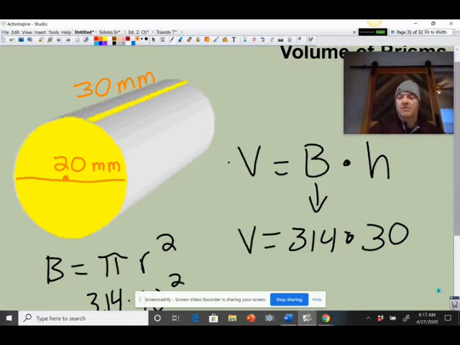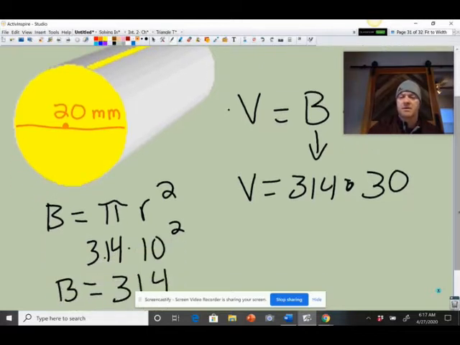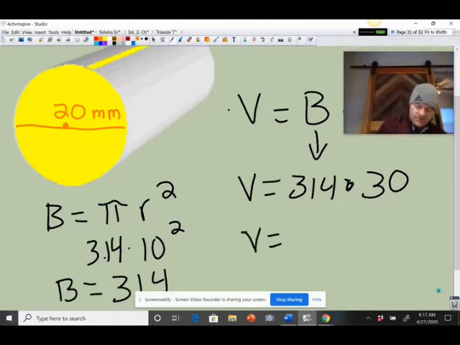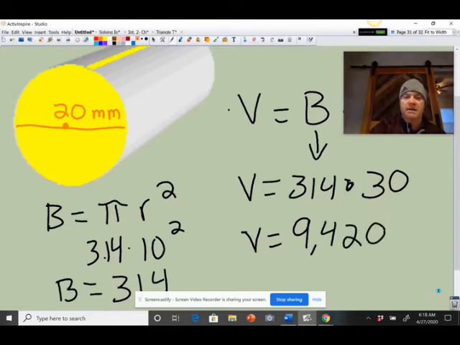And now all you have to do is 314 times 30. I did this one on my calculator, and this is going to be 9,420. And it is millimeters cubed.